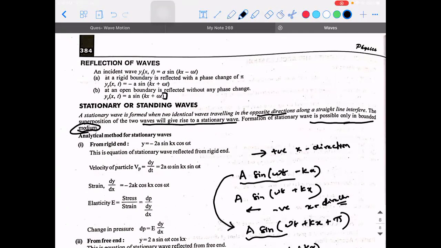So if I take an incident wave of the form y is equal to a sine of kx minus omega t, then when it strikes, this is an important point to be noted. When this wave is striking a medium which is rigid, if it is striking a rigid boundary, then there will be a phase shift of pi radians. Please make a note of this.